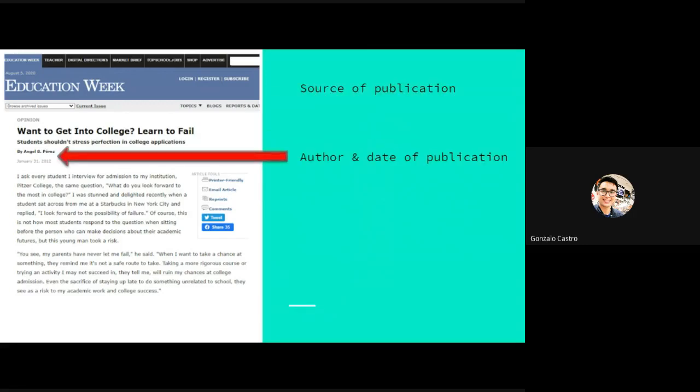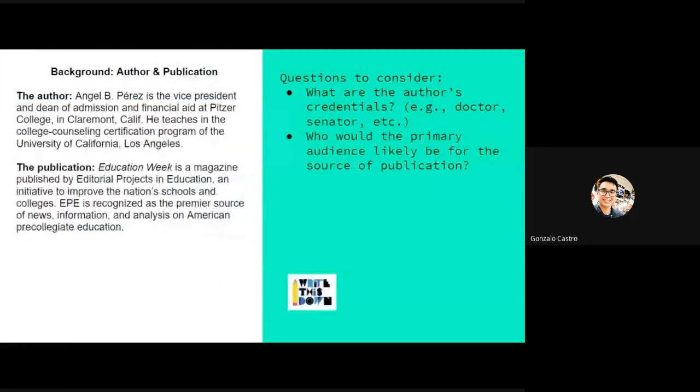Now, if we take a look at the very top of the page, we see the source of publication. This article was published originally in Education Week magazine. We also see the date and author. The author was Angel B. Perez, and this article was originally published on January 31st, 2012. So not everyone is familiar with Education Week magazine, and Angel B. Perez isn't exactly a famous person that everyone is familiar with. So let's learn a little bit about the author and the publication.